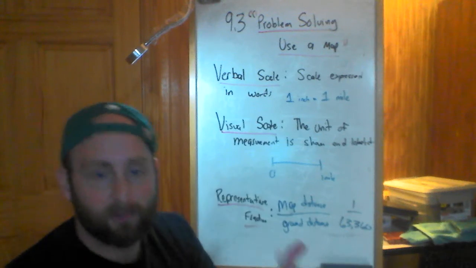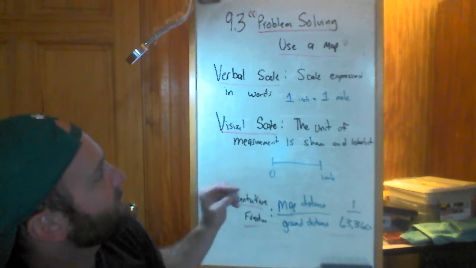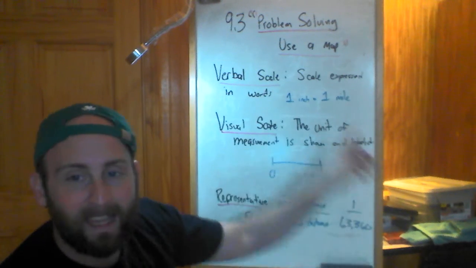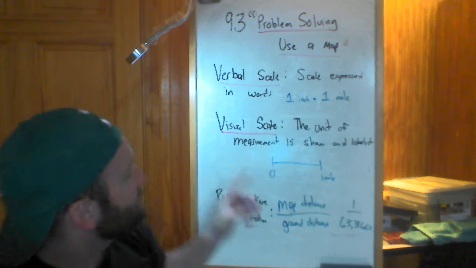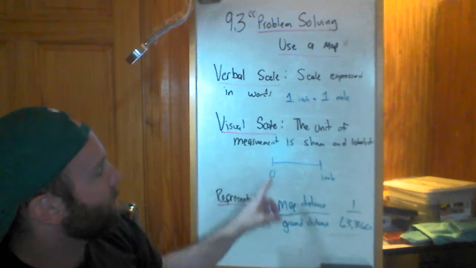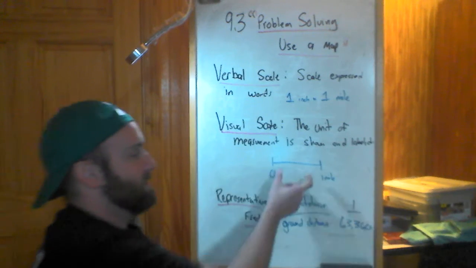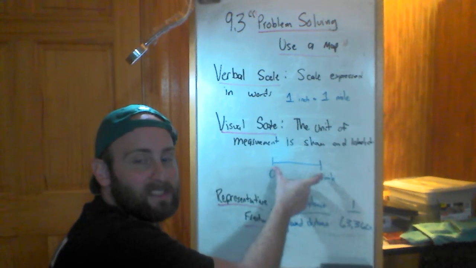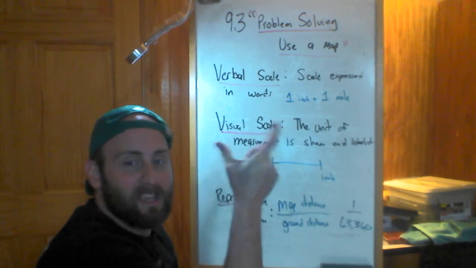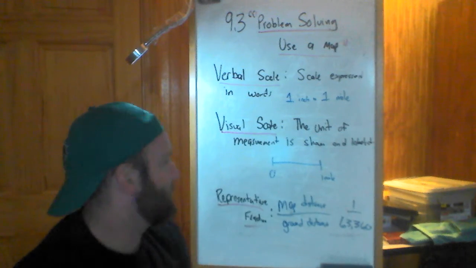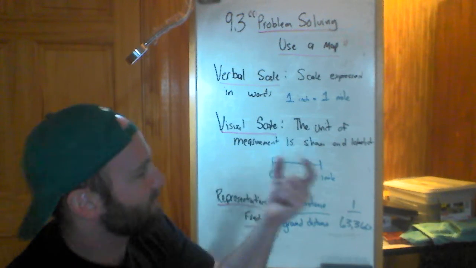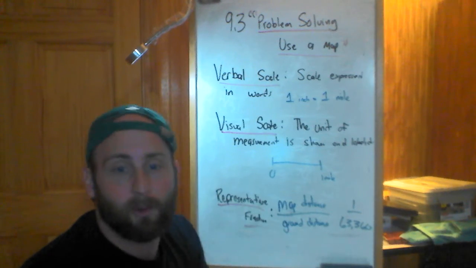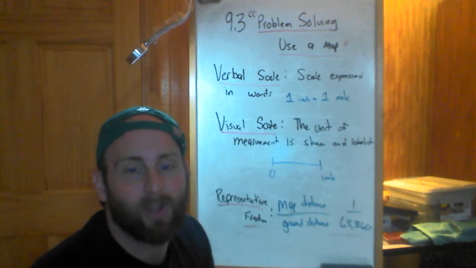A verbal scale is a scale expressed in words. For example, it may say 1 inch on a map equals 1 mile. A visual scale is that 1 inch and 1 mile put into a drawn scale. They'll say this scale right here, this distance on the map, may equal 1 mile. It's different each time. It'll say 1 inch equals 1 mile, or this equals a mile, or this equals 10 miles. It depends on how big the map is.